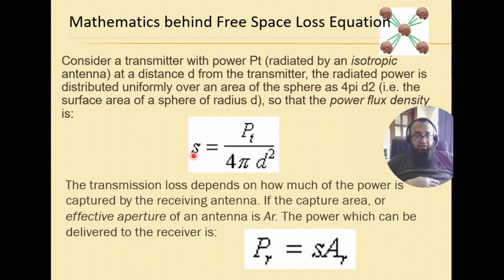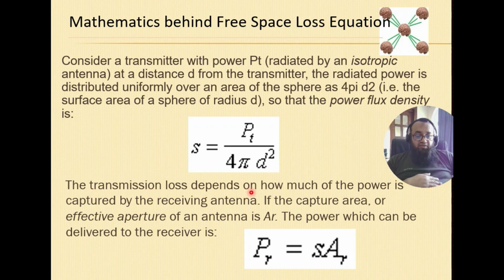So it is denoted by S, and this is equal to power transmitted divided by 4 pi d square, where d is the distance between the transmitter and the receiver. This is the distance d. So at some specific distance, we have some value of S. At another distance, the value of S goes down, but we have a different value of S.